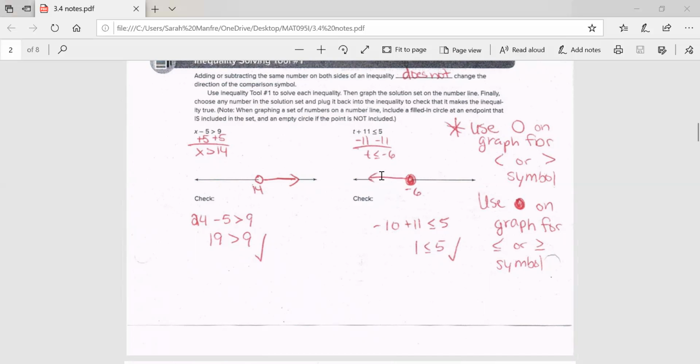And I just want to note that I did say negative 6 is correct because negative 6 is less than or equal to negative 6, since it has that equal to symbol. And then for my check, I chose negative 10 just because negative 10 is a nice number that's less than negative 6, and negative 10 plus 11 is 1, and 1 is less than or equal to 5. So it checks out. All right.